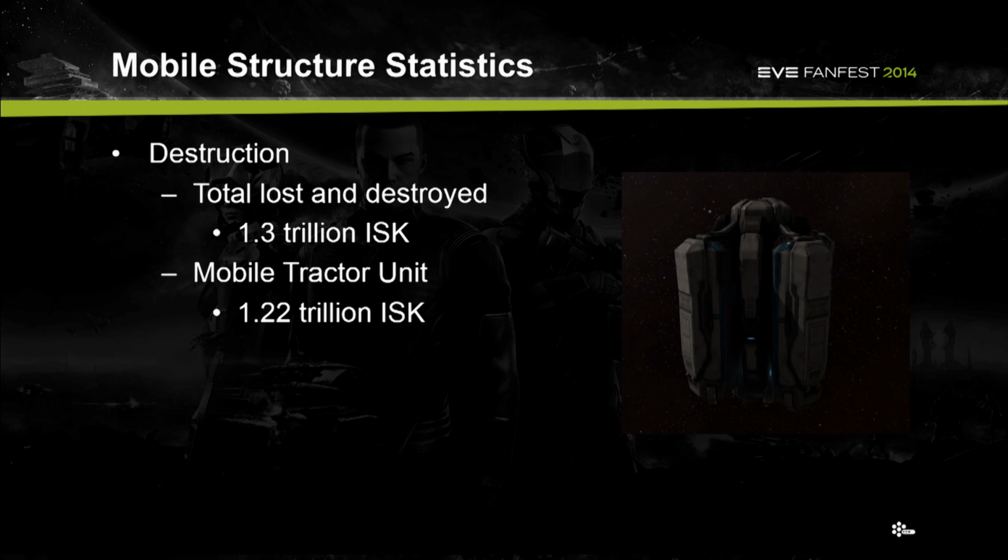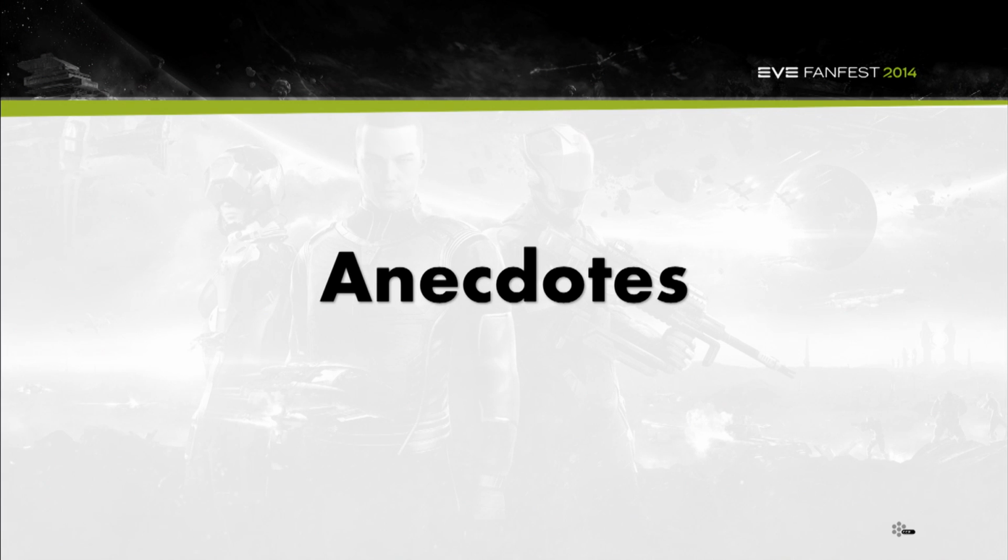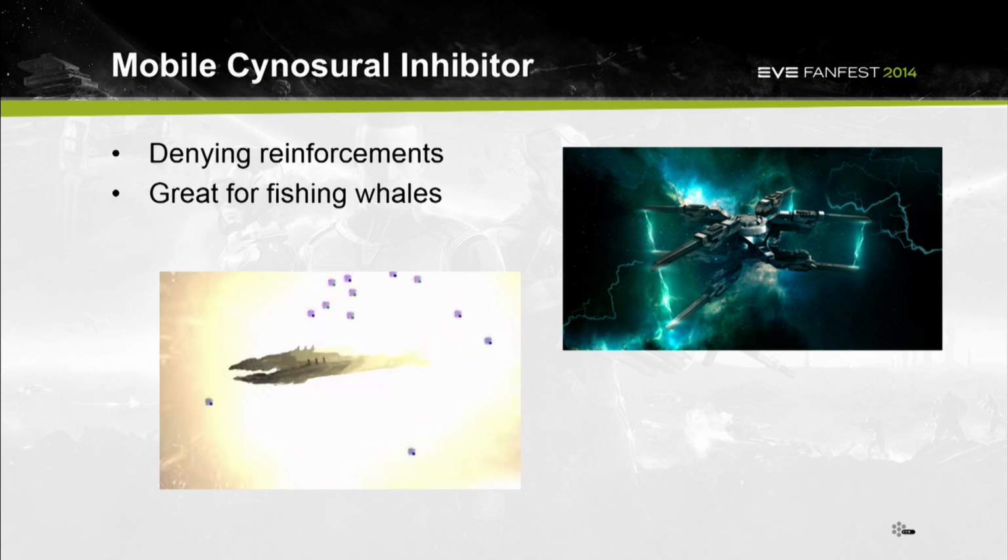So, we're gonna skip this one. Let's go into some more anecdotes, examples of what has been done. Let's start with a mobile Cynosural inhibitor. One of the best uses seems to be denying reinforcement, maybe not entirely unobvious. And there are good examples of catching big prey, and that's actually a thing exploding. I picked it out of a YouTube video.